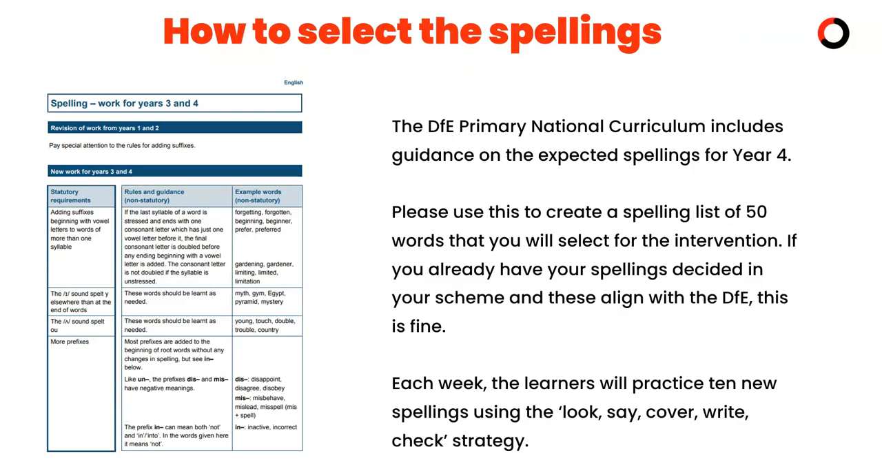So how to select the spellings. The DFE National Curriculum includes guidance on the expected spellings for Year 4. Please use this to create a list of 50 words that you will select for the intervention. If you already have your spellings decided in your scheme, and these align with the DFE, this is fine. Each week, the learners will practice at least 10 new spellings using the Look, Say, Cover, Write, Check strategy.